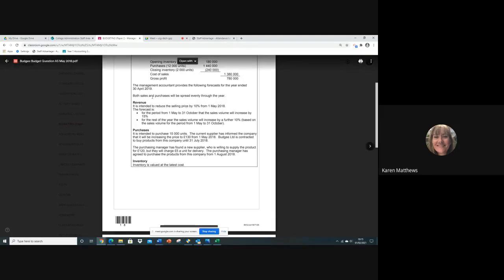And it does tell us up here, if you just remember, that both sales and purchases are going to be spread evenly through the year. So these 15,000 units are going to be bought at an equal rate every month. So you need to divide the 15,000 by 12 to find out how many units. Remember that inventory is going to be valued at the latest cost, so that's the £125. So it'll be including the delivery charge.